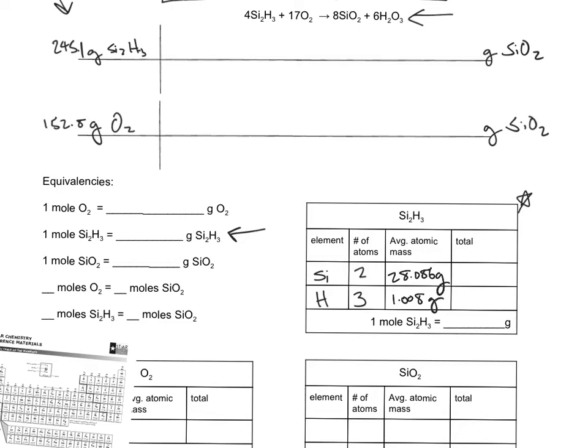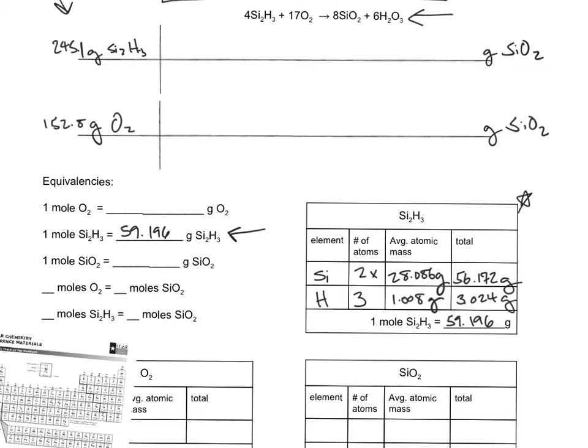Now I've got to do some multiplication. 2 times 28.086 is 56.172 grams. And 3 times 1.008 is 3.024 grams. Add those two things up, you get 59.196 grams. So 1 mole of Si2H3 equals 59.196 grams of Si2H3.